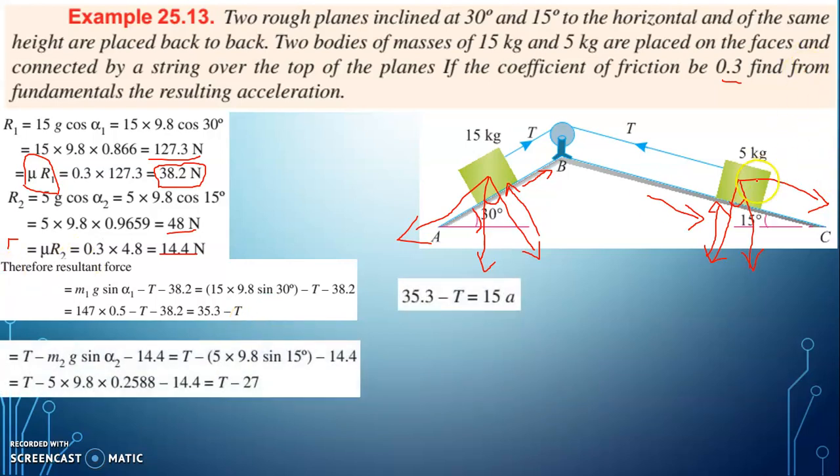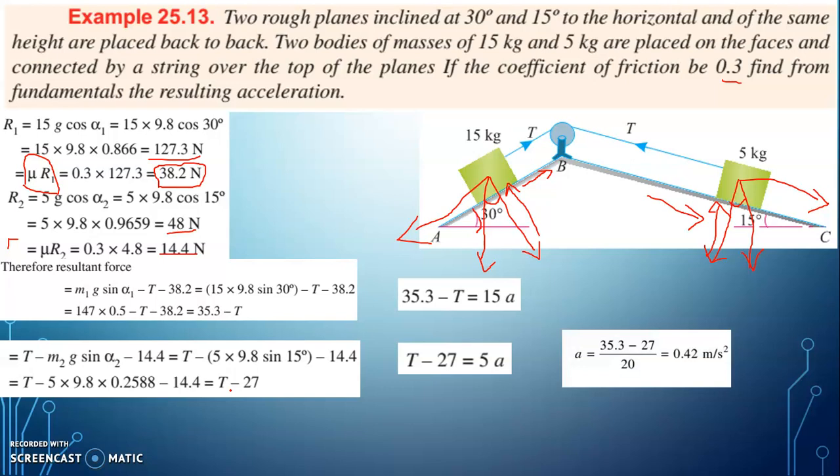Now we will write the resultant force equation for the second body. As the body is moving upwards, T is taken as positive, and the frictional force and the weight component will be in the opposite direction, so these two will be taken negative. So T minus 5 into 9.81 sin 15 minus 14.4, the frictional force, gives the total equation: T minus 27 is equal to 5a. By solving these two equations, we get the value of acceleration as 0.42 meter per second squared. That is the solution for the given question.